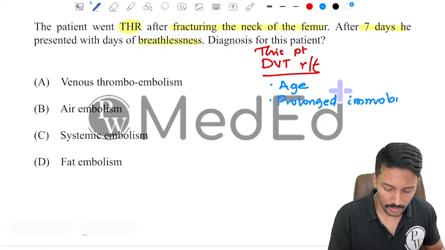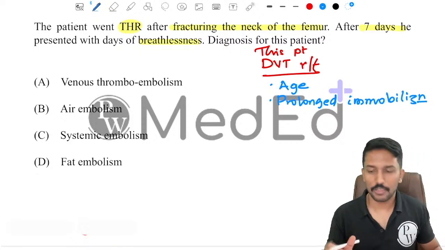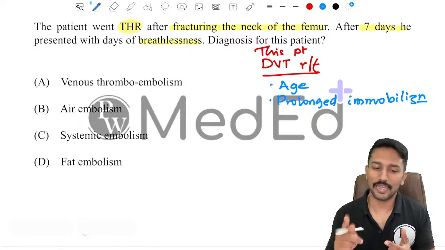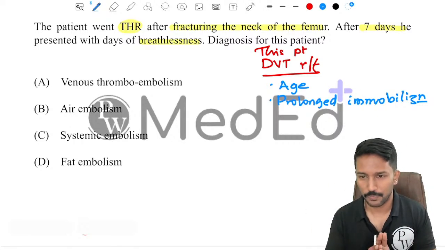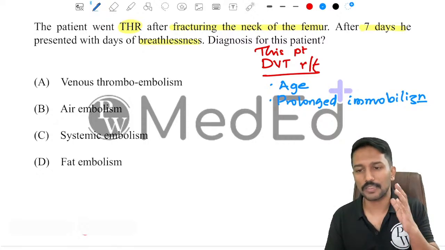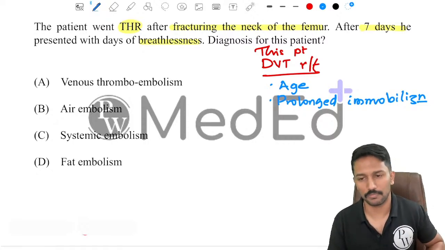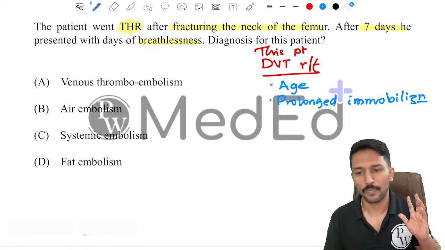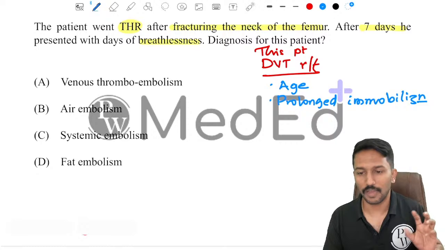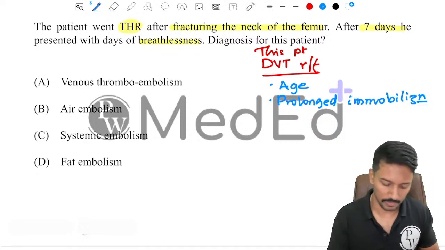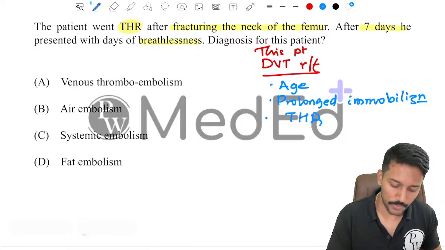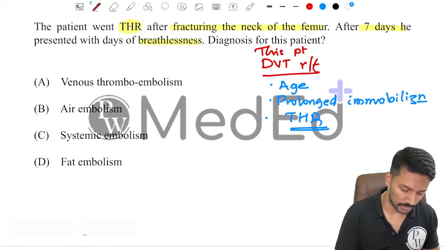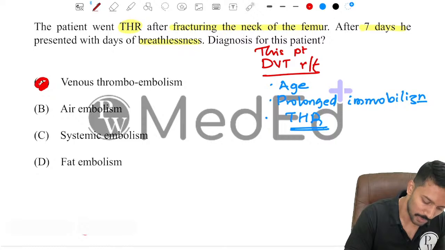And third, remember, when post-surgical thromboembolism happens, the most common site of surgery will be the pelvic region. Whenever pelvic surgeries happen, like hysterectomy or some other pelvic surgeries, or surgeries on the lower limb or the hip joint, that is where the highest risk of thrombosis and embolism is. So total hip replacement is in fact a very strong risk factor for development of thromboembolism. So keeping all this in mind, we should go ahead with venous thromboembolism and not fat embolism.